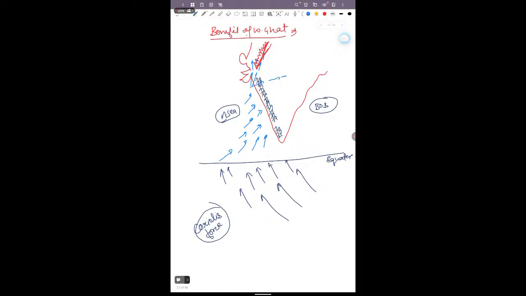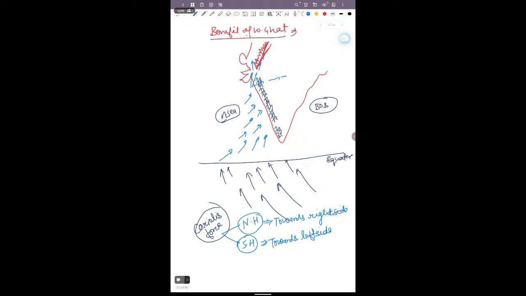So what is the Coriolis force? The Coriolis force acts because of the rotation of the earth. In the northern hemisphere, the Coriolis force deflects the winds towards the right side, whereas in the southern hemisphere it deflects the winds towards the left side.